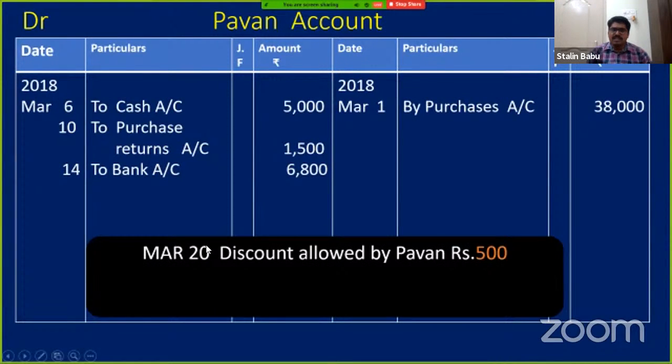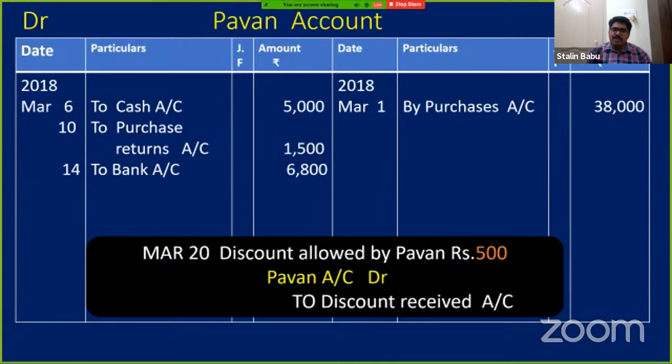On March 20th, discount allowed by Pawan. So Pawan is allowing discount. That means, is it income to the business or expenditure? He is allowing the discount. That means it is an income. So for us, it is discount received. So what is the entry? Pawan account debit to discount received account.